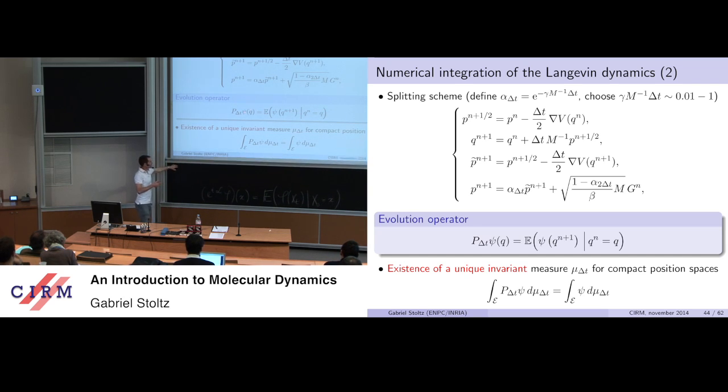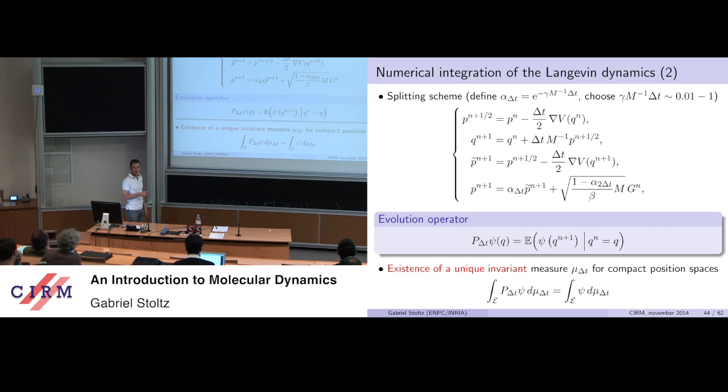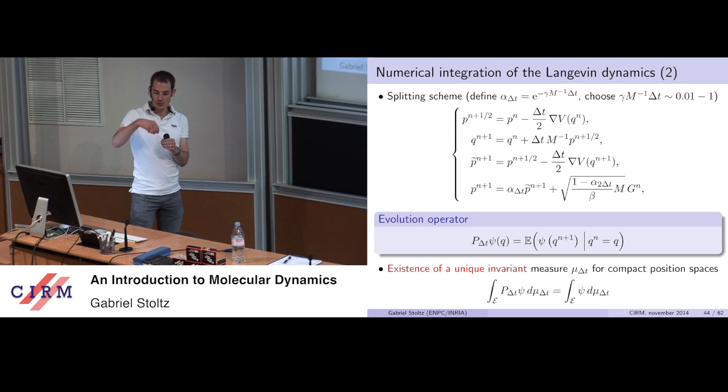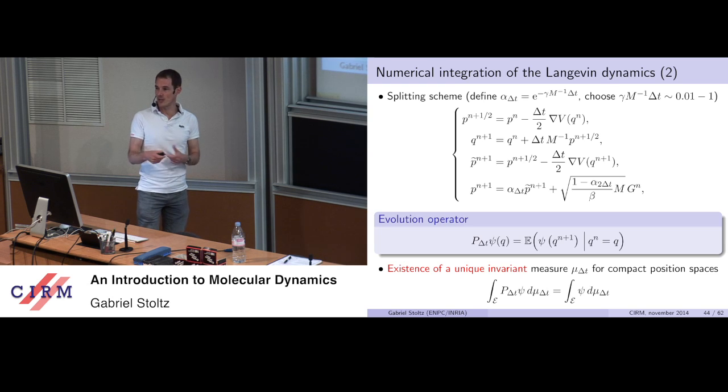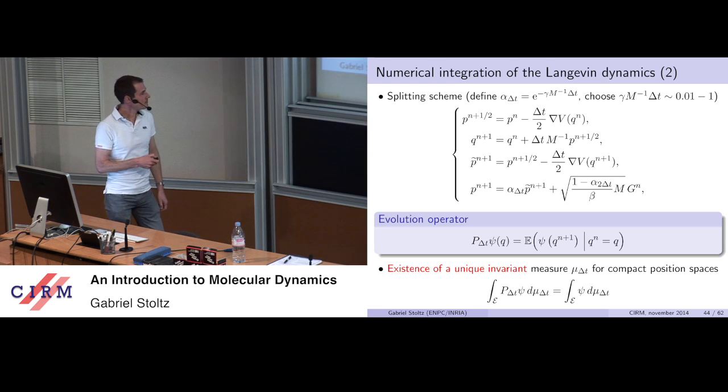It's an operator which to a function psi associates the average of psi(q^{n+1}) when at the previous step you were starting from q. So you start from q, you do all one-step evolutions of your Markov chain, and you average the result. And so this gives you P_{delta t} of psi. It's some kind of a discrete time evolution operator.